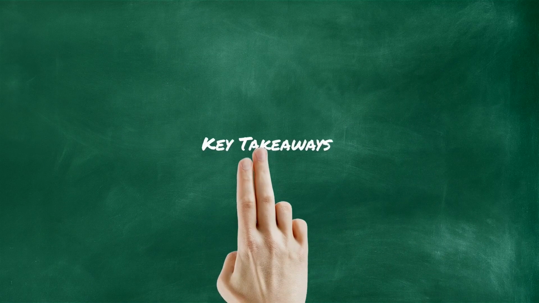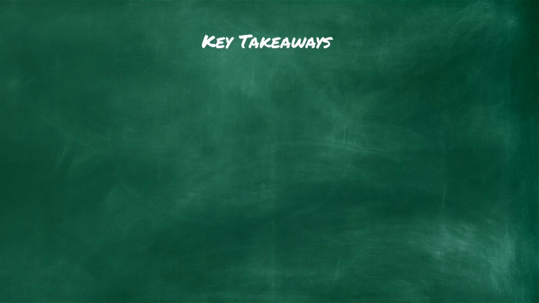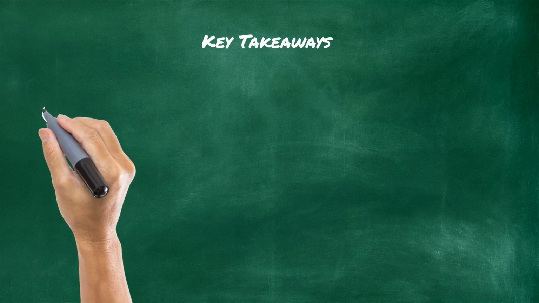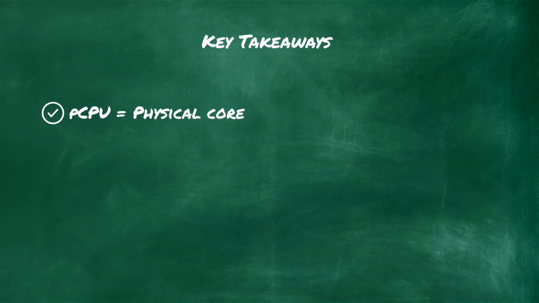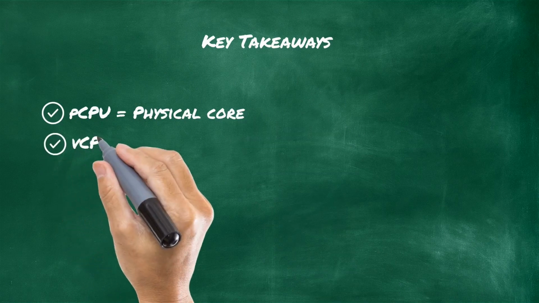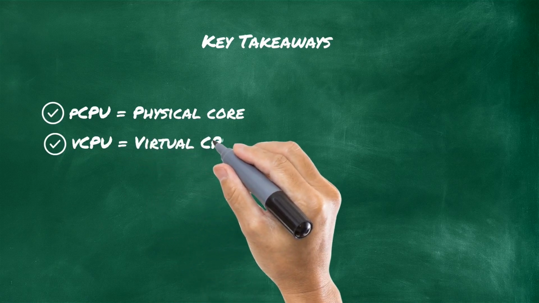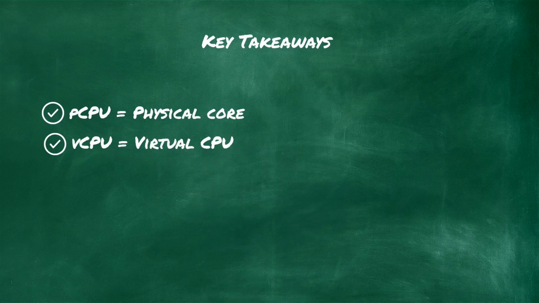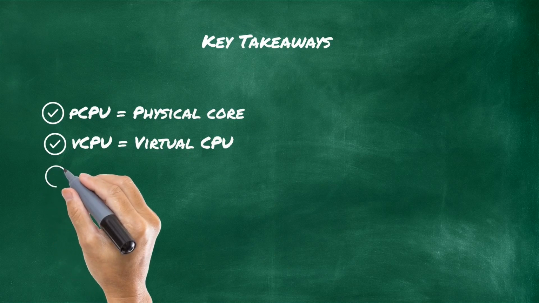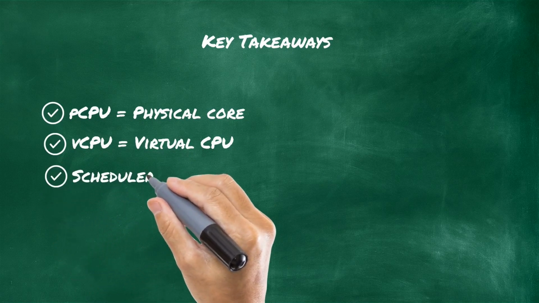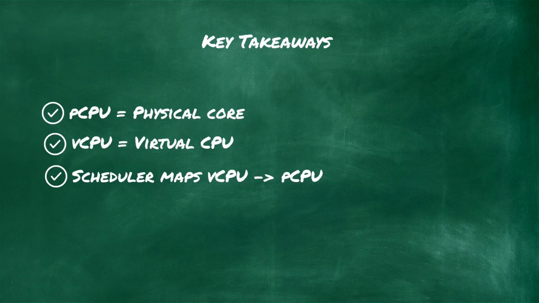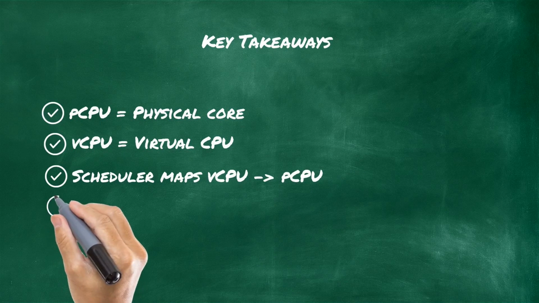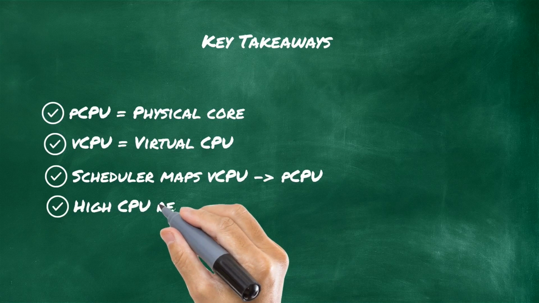So let's quickly summarize. pCPU is the physical CPU core in the server hardware. vCPU is the virtual processing unit assigned to a virtual machine. The ESXi scheduler maps vCPUs onto pCPU using rapid time slicing. And CPU ready represents how long a virtual machine had to wait for CPU access. Understanding these concepts is essential for troubleshooting VMware performance issues and optimizing virtual infrastructure.